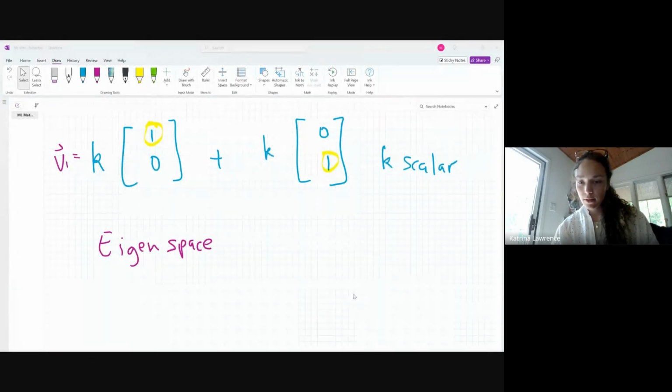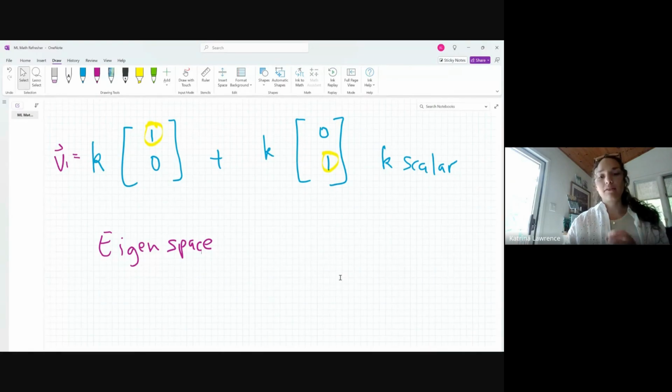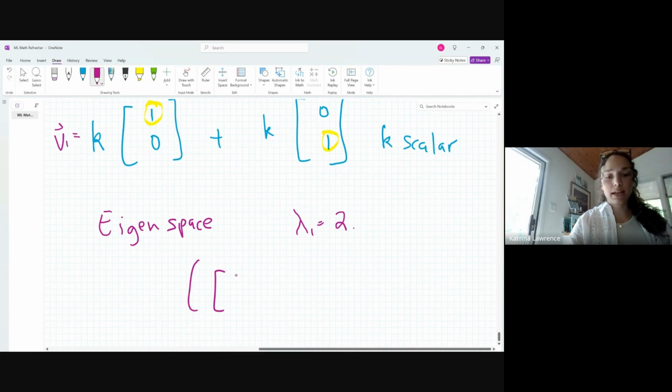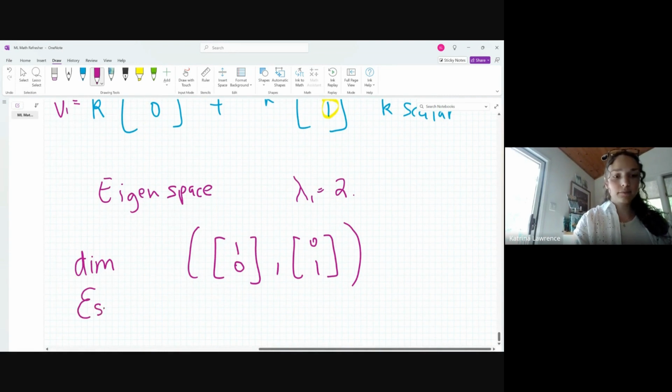Okay, there we go. So what we're doing here is we're looking at the eigenspace. So the eigenspace is the dimension, basically the number of independent eigenvectors associated with an eigenvalue. So we have eigenvalue 1 equals 2, and it has two independent eigenvectors associated with it, because we can say that the eigenspace that it spans is (1, 0), (0, 1). So the dimension of our eigenspace equals 2. So that's pretty neat.